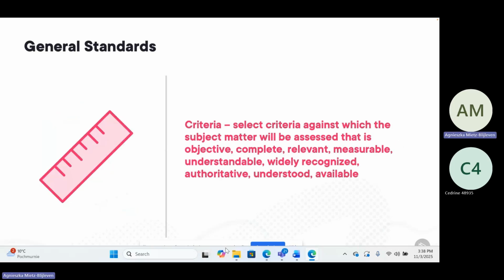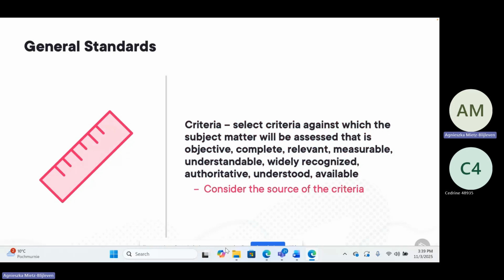We also set criteria. The criteria against which the subject matter will be assessed should be objective, complete, relevant, measurable, understandable, widely recognized, authoritative, understood, and available. So what does this say? For example, if I'm going to do an IS audit, quite often I will base that on something like the ISO 27001. That is very much a widely recognized, authoritative, and available standard. And we use that so that people know what was the benchmark or what was the criteria used in this audit so that other auditors would actually hopefully come to the same conclusions as we did.